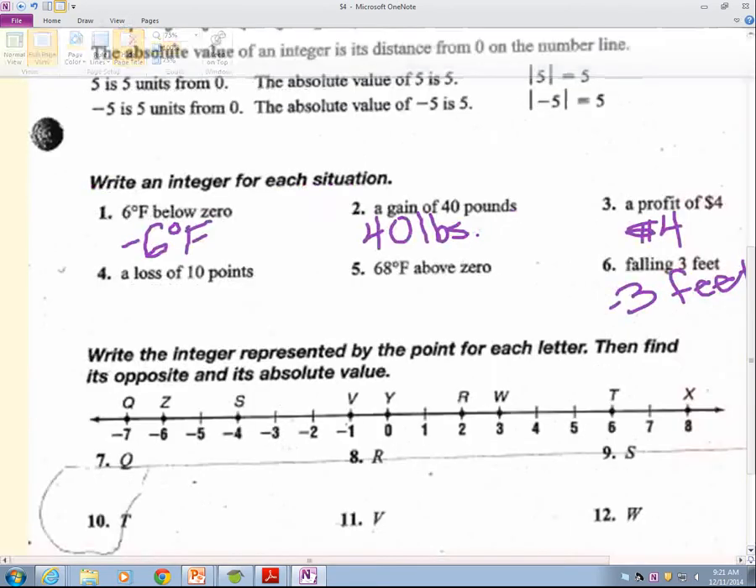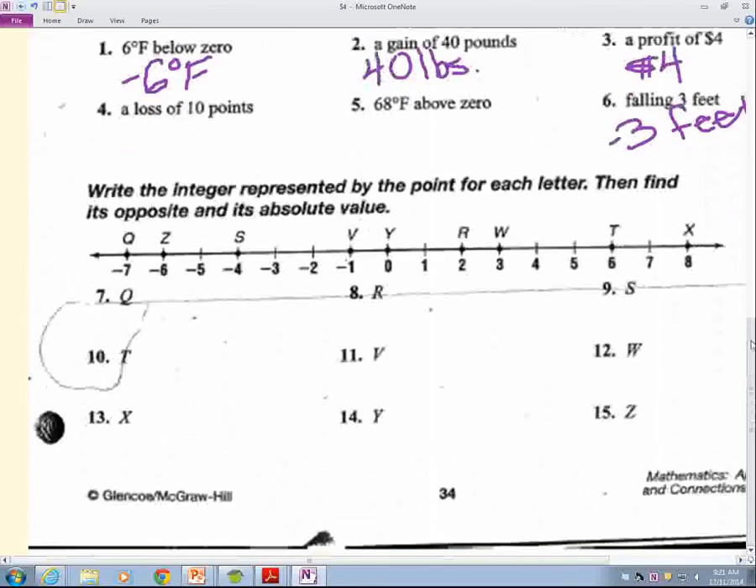Let's zoom in here a little bit. Write the integer represented by the point for each letter. Then find its opposite and its absolute value. Now, an absolute value we didn't really discuss. An absolute value is how many integers away from zero it is. Okay? That's what an absolute value is.